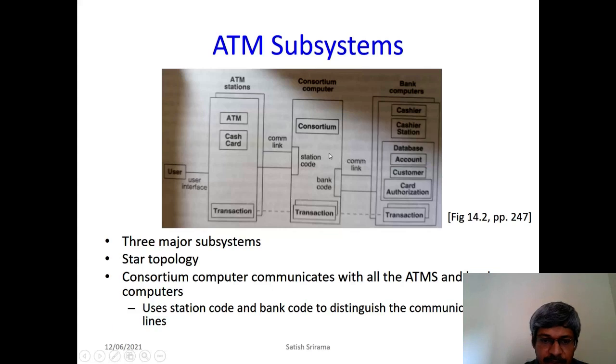The consortium computer uses a station code to distinguish the communication lines for each ATM station, and a bank code for distinguishing the communication between the consortium computer and the different bank computers. So this is how, during system design, you divide a system into several subsystems and decide how they communicate, how the information flow happens.